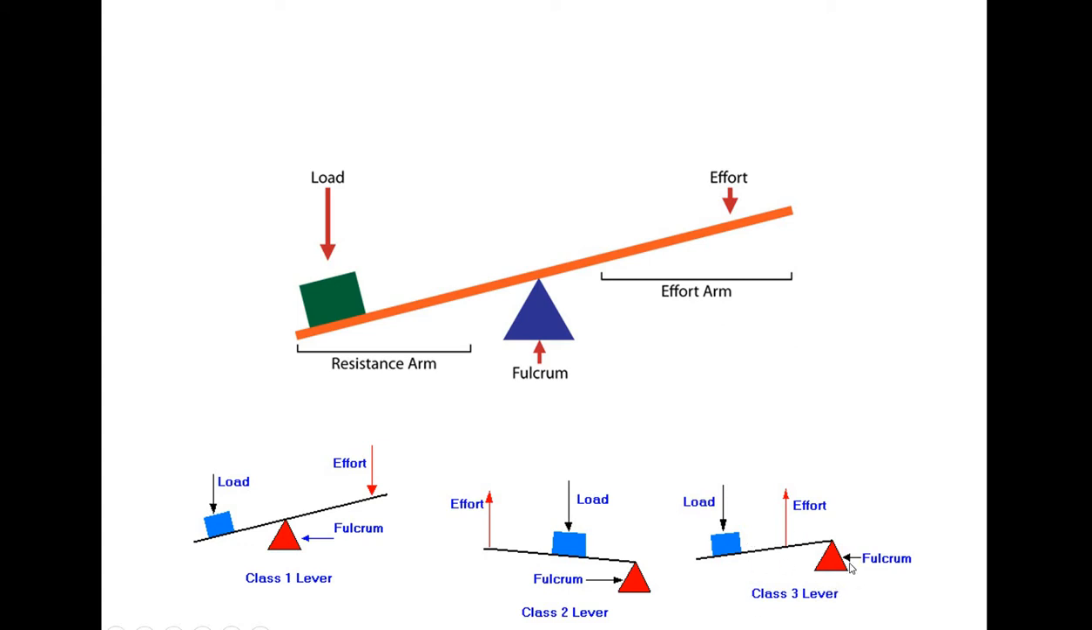Now here, class 3 lever, you have your effort in the middle, so the effort arm is shorter, and you have your load on the end, so the resistance arm is longer. This means that it takes more effort to produce movement, but that load can be moved a greater distance and at a greater speed.